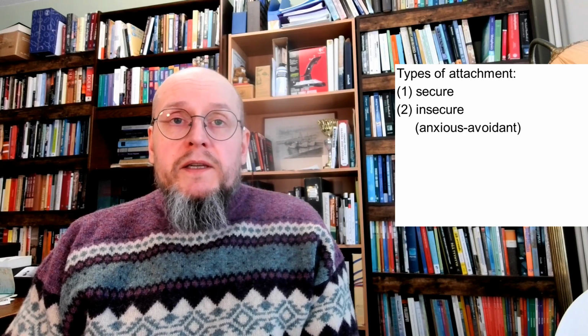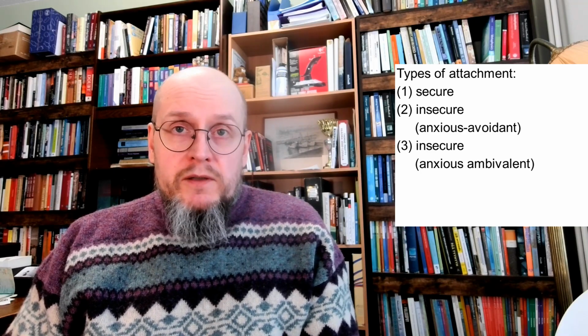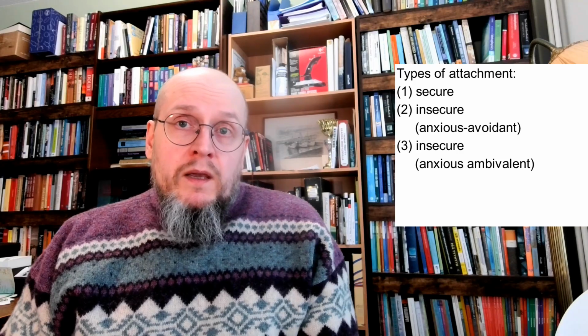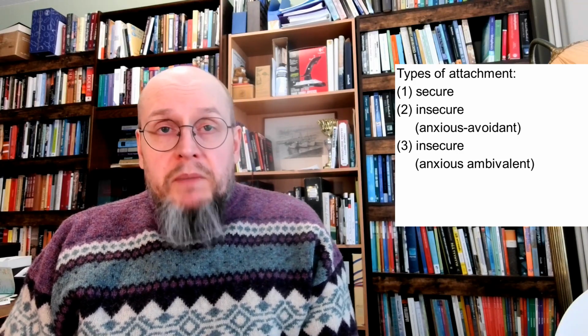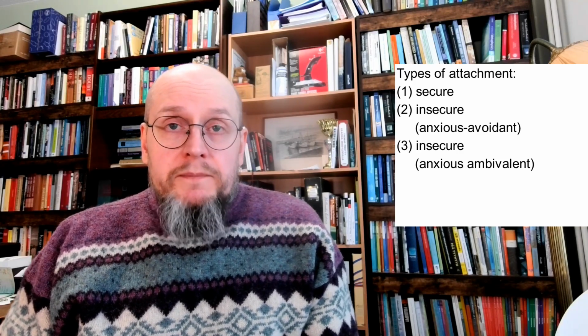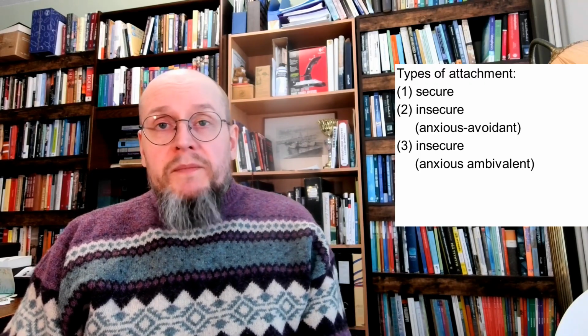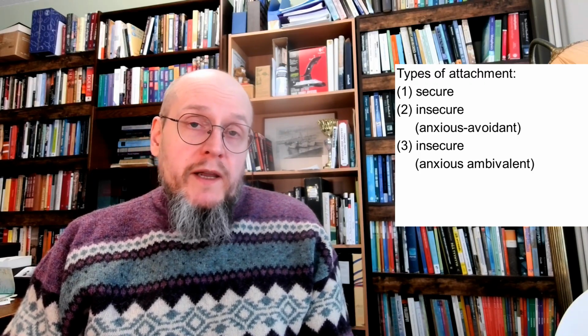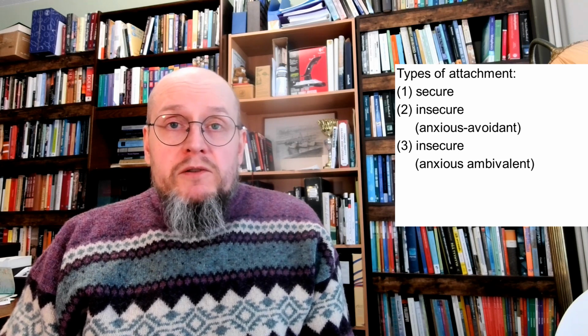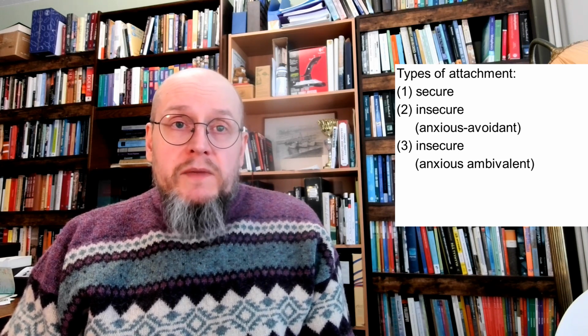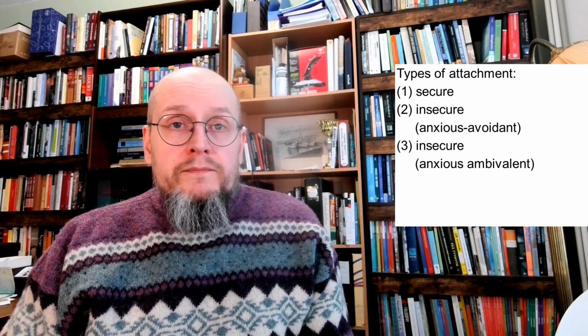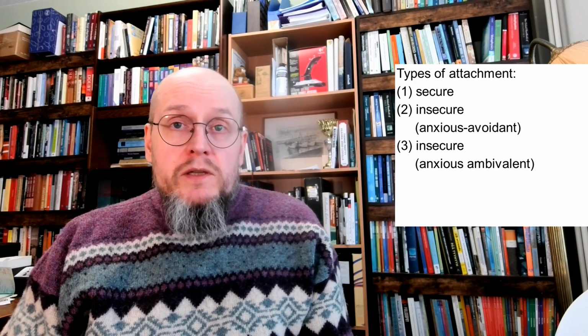The other insecure attachment type is called anxious ambivalent. The parent behaves impulsively and inconsistently. The child, therefore, has no means of protection against dangers. Their expressions of emotions are strong and they are difficult to console. They have an ambivalent relationship with the parent.